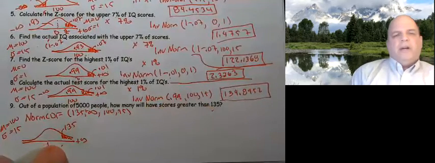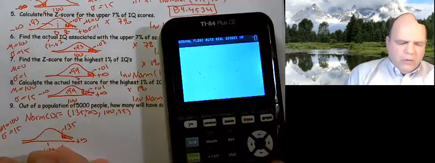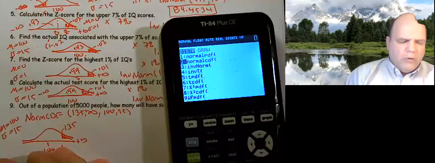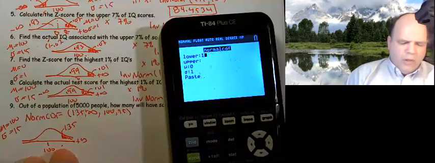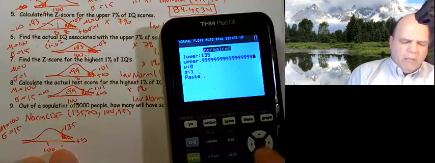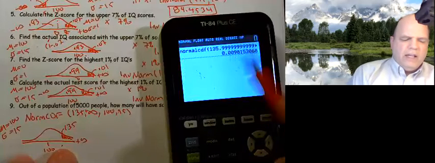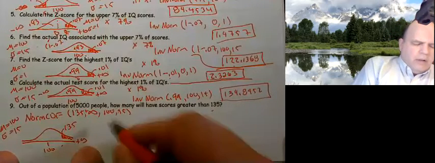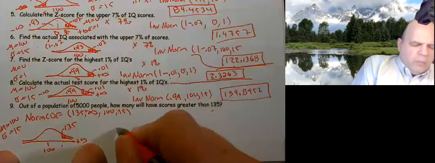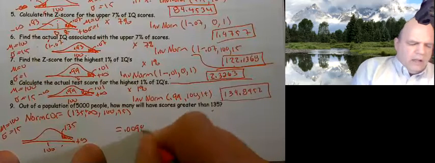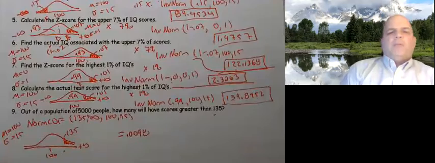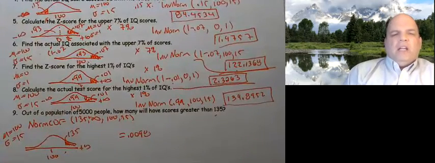So let's go ahead and calculate that. So second vars, normal, CDF, lower bound, 135. Upper bound, loaded up with a bunch of 9s. Mean, 100. Standard deviation, 15. And I end up getting 0.0098. All right. But they didn't ask me for a probability, they asked me for how many.